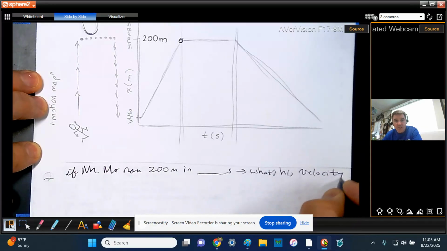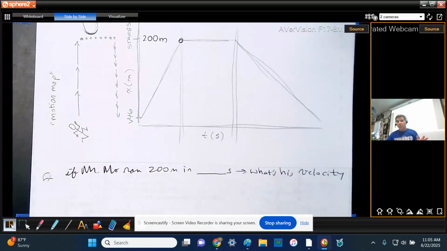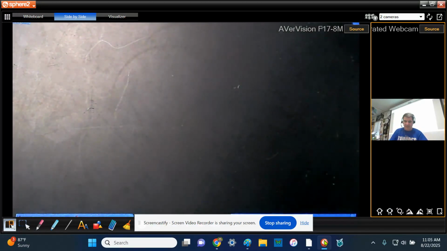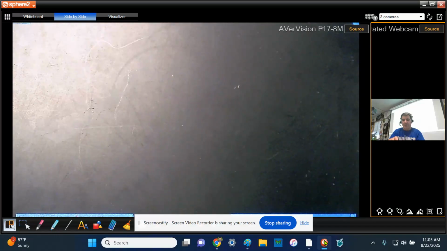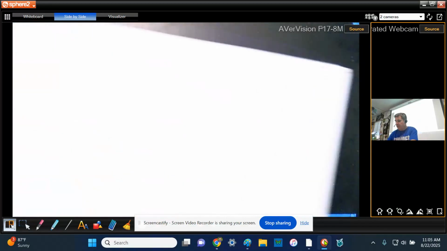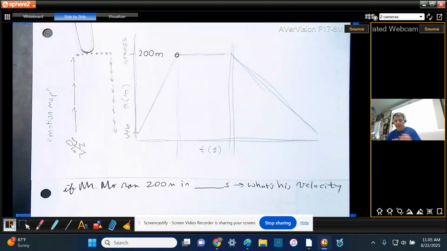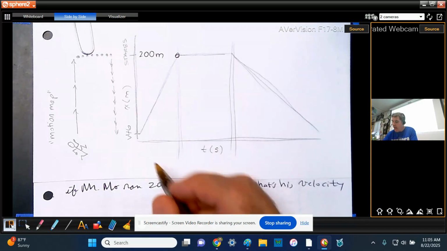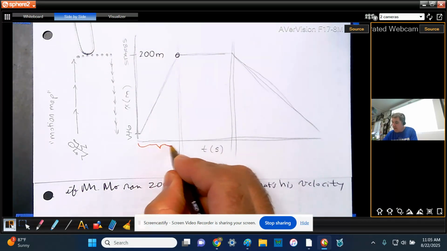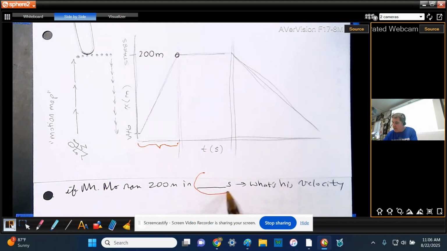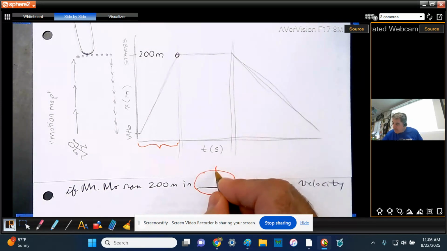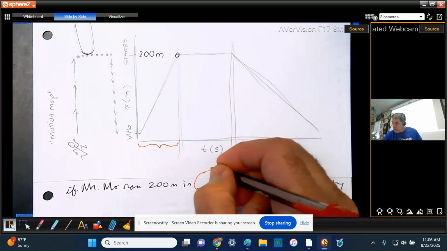Okay, what's his velocity? Where are the notes from the previous class, so I can make sure I don't miss anything? Hold on a second here. I see it. Okay, so if Mr. Morrison was to run 200 meters in blank seconds, what's his velocity? So what we've got to do on this one is ask, how many seconds was this, right? We have to find our time here.